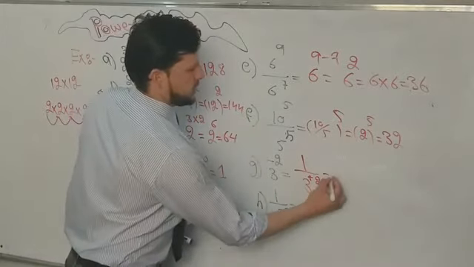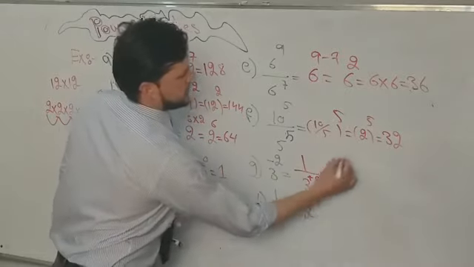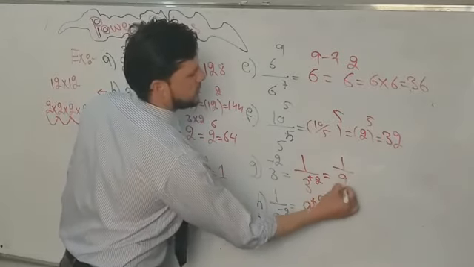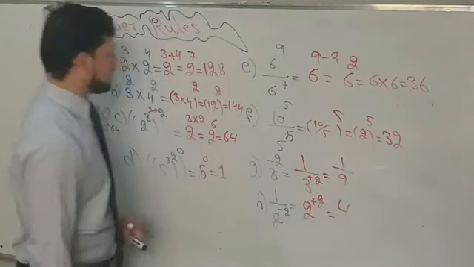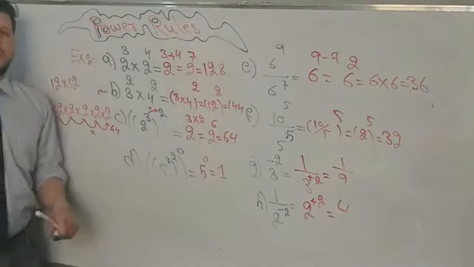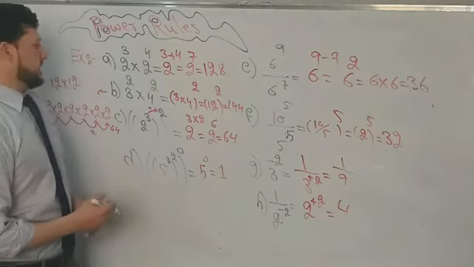So you can simplify this also. 1 over 3 to the power of 2 is equal to 9, and the other one to the power of 2 is equal to 4. These are some examples for exponent rules.